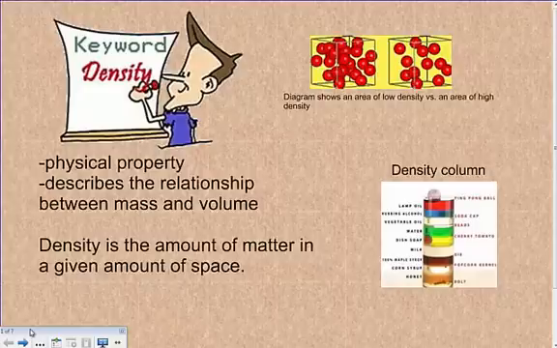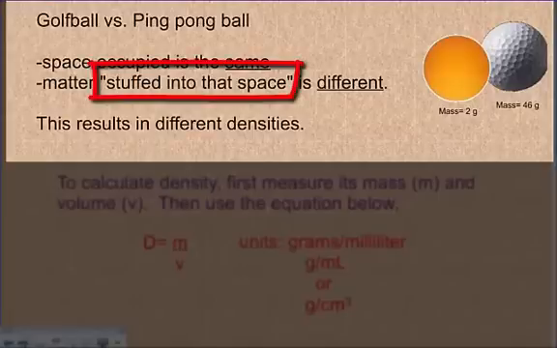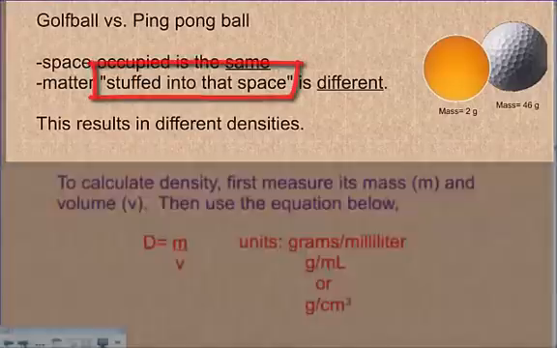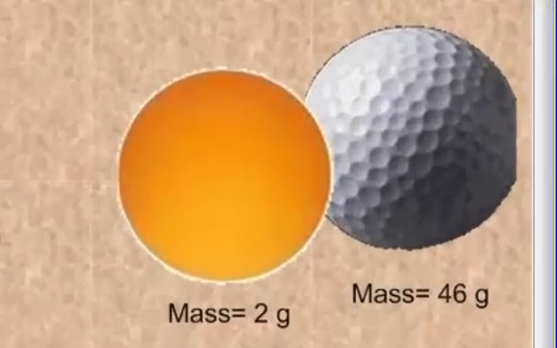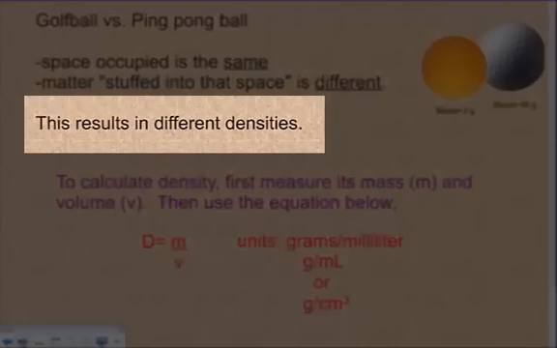If you compare a golf ball versus a ping pong ball, they're taking up the same space, they have the same volume, but the stuff that's packed into that space is different. You see the mass of the ping pong ball is 2, while the mass of the golf ball is 46. So you have a lot more stuff packed into that golf ball versus the hollow ping pong ball. This is going to make different densities of these two objects.